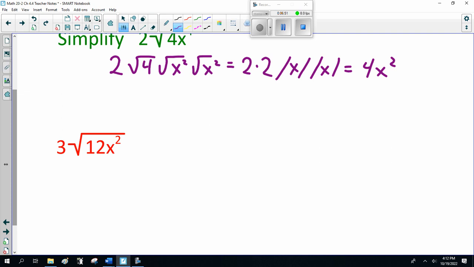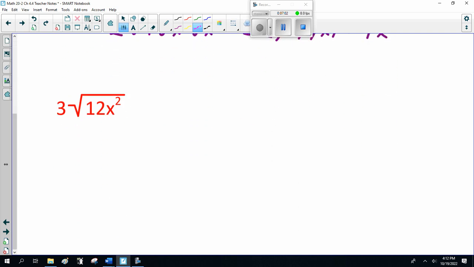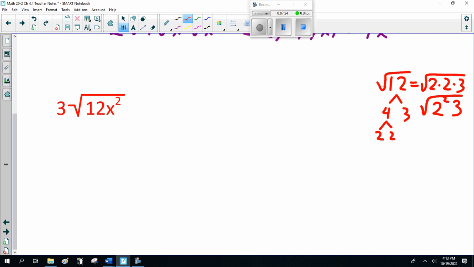Now, oh, missing word, my apologies. What if there's a coefficient? I'm sorry, getting old. Anyway, so the last example, 3 root 12x squared. Well, 12 is what? 4 times 3, which is 2 and 2, so this is 2 times 2 times 3. So the square root of 12. So now it's square, so we're looking for group pairs. So it's 2 squared times 3. Square root of 2 squared is 2. So this simplifies.